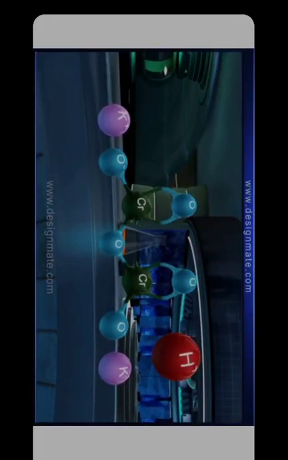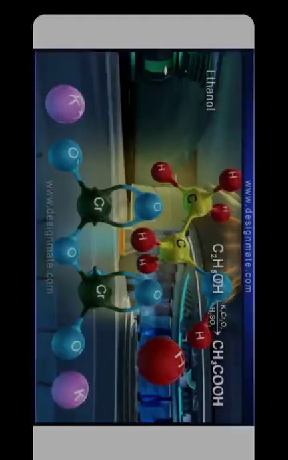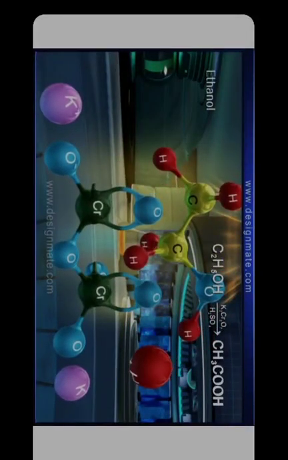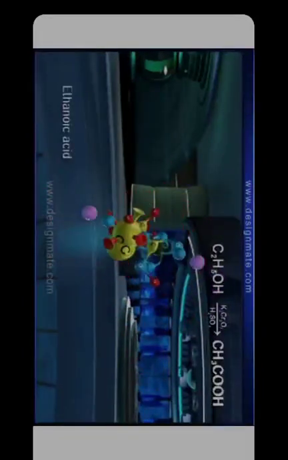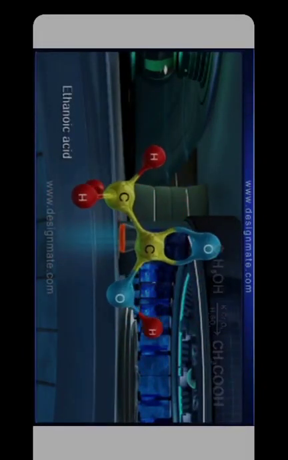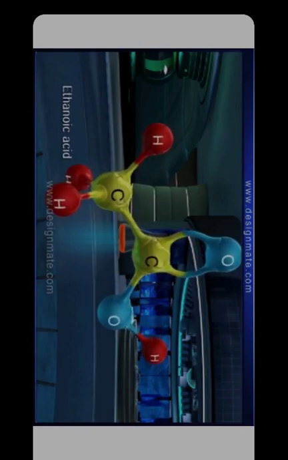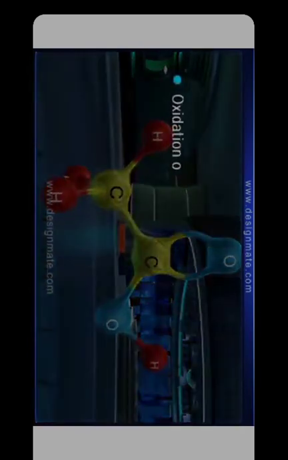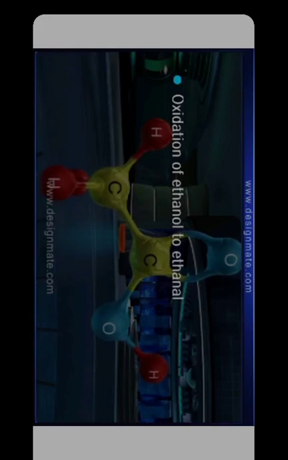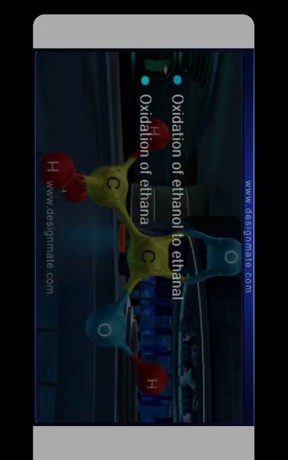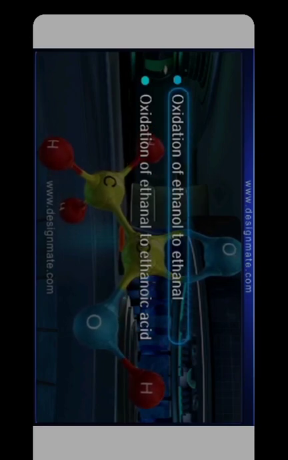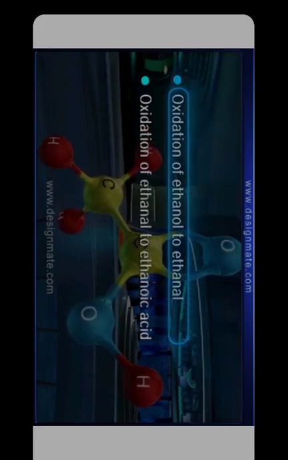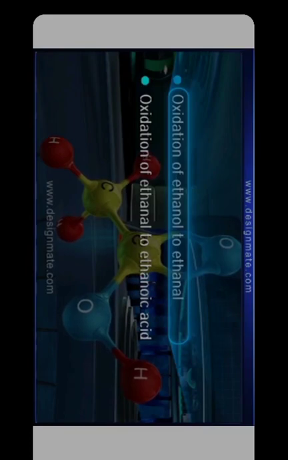For this, let us heat a mixture of ethanol and acidified potassium dichromate to form ethanoic acid. The reaction takes place in two steps, namely oxidation of ethanol to ethanal, and oxidation of ethanal to ethanoic acid. Let us study these steps in detail. Oxidation of ethanol to ethanal.